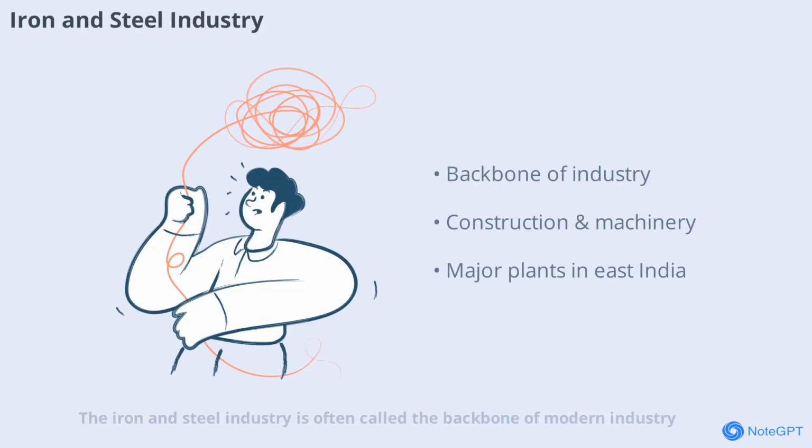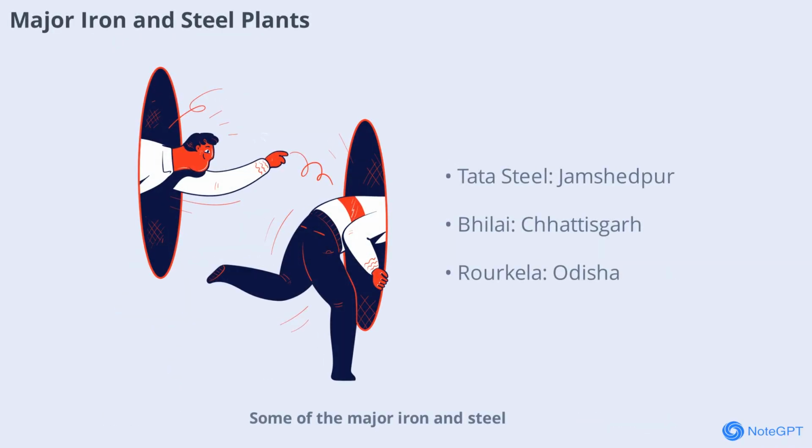The iron and steel industry is often called the backbone of modern industry. It provides raw materials for construction, machinery, transportation, and many other sectors. India is one of the world's leading producers of iron and steel, with major plants located in states like Jharkhand, Odisha, and Chhattisgarh. Some of the major iron and steel plants in India include Tata Steel in Jamshedpur, Bhilai Steel Plant in Chhattisgarh, and Rourkela Steel Plant in Odisha. These plants are strategically located near sources of raw materials like iron ore and coal.